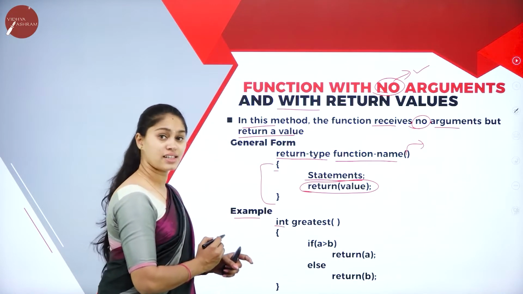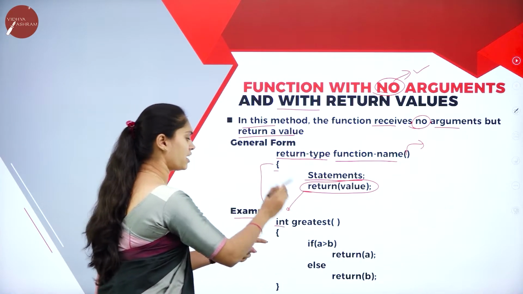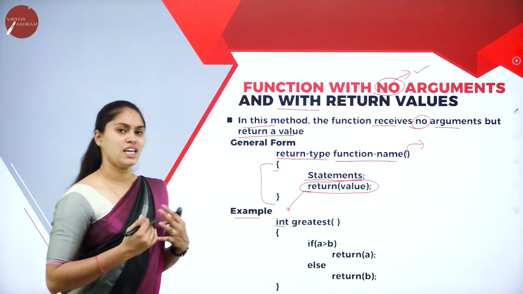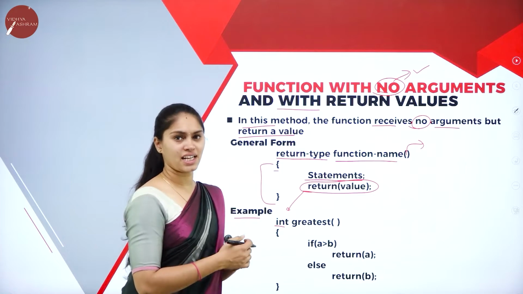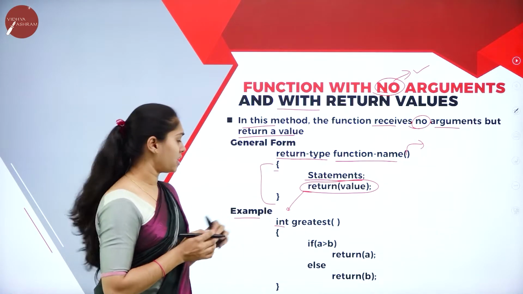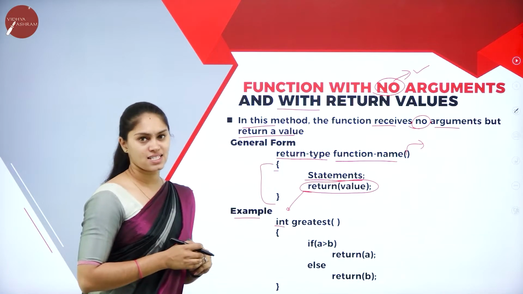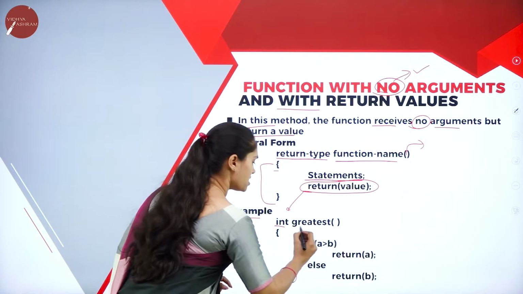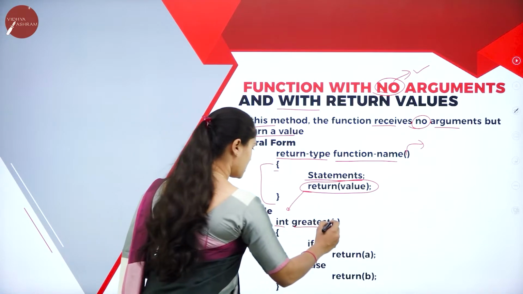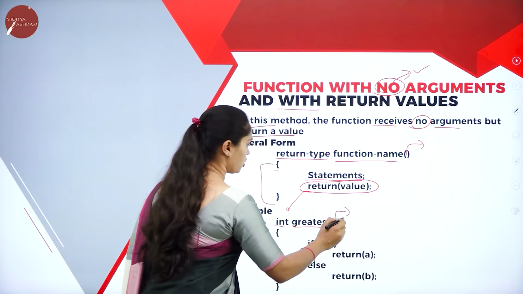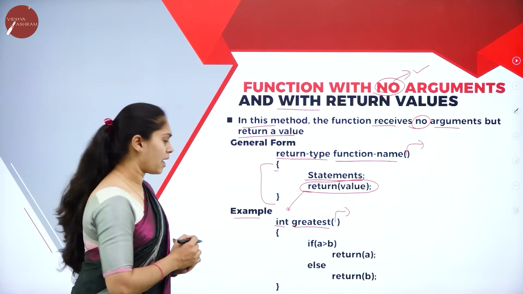int is the return type specifier. Why am I taking int? Because it wants to return some value back to the function. If I use void, it won't return any value back to the main function. But here I want to return some value, that's why I have to take int as the data type. So what is the function name? greatest. The function name is greatest. Is it taking any argument list here? No. That means it is not taking any arguments or parameters.